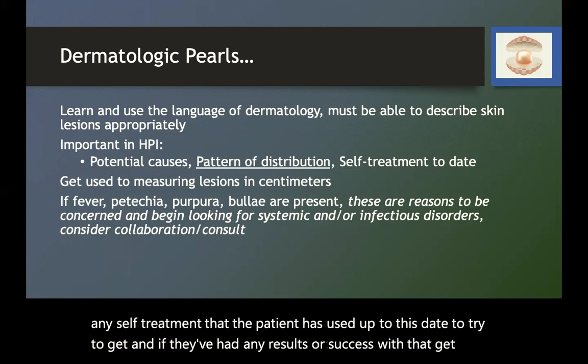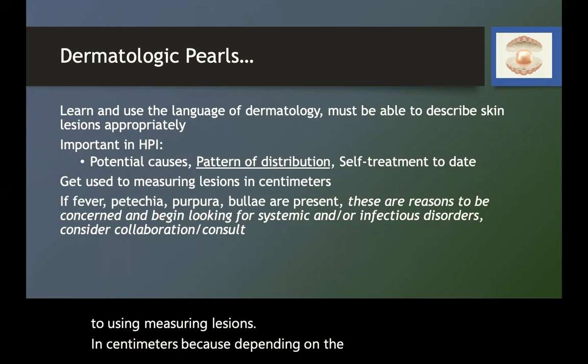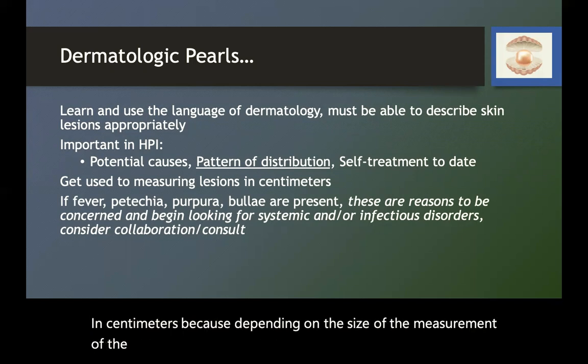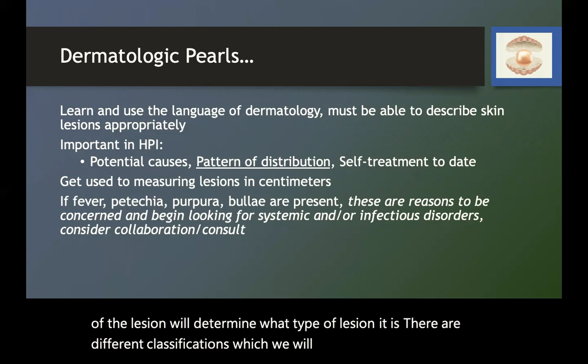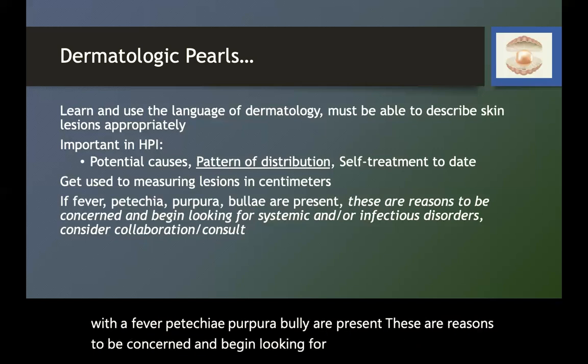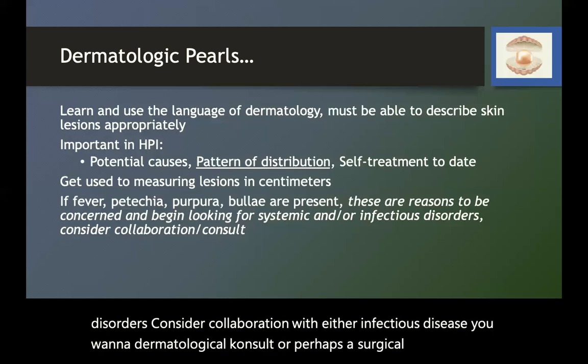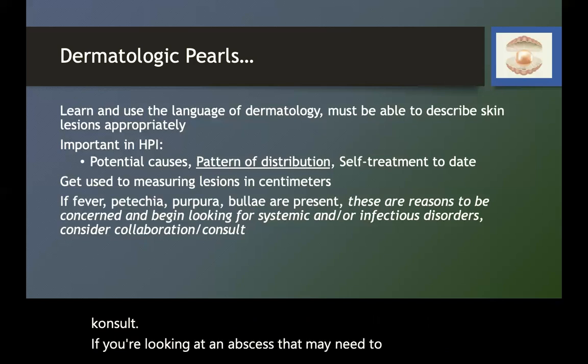Get used to measuring lesions in centimeters because the size of the lesion will determine what type of lesion it is. There are different classifications which we will go over. If you see a patient with a fever, and petechiae, purpura, or bullae are present, these are reasons to be concerned and begin looking for systemic and/or infectious disorders. Consider collaboration with infectious disease, a dermatological consult, or perhaps a surgical consult if you're looking at an abscess that may need to be drained.